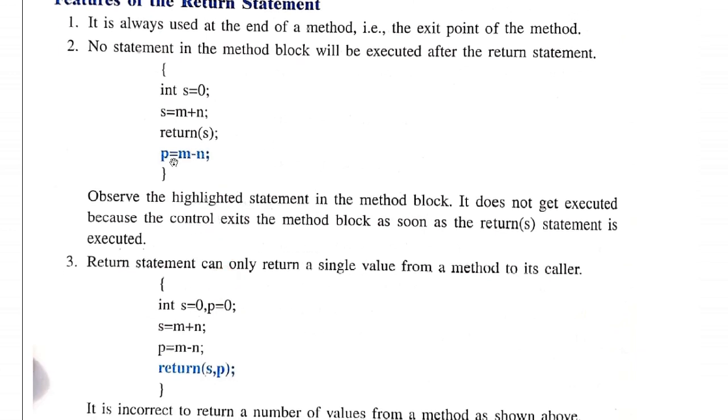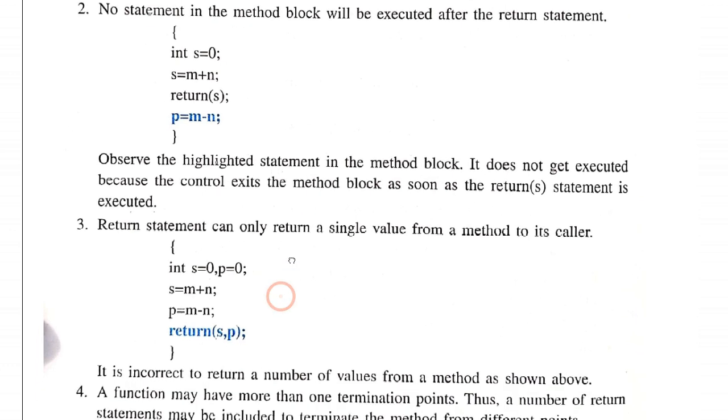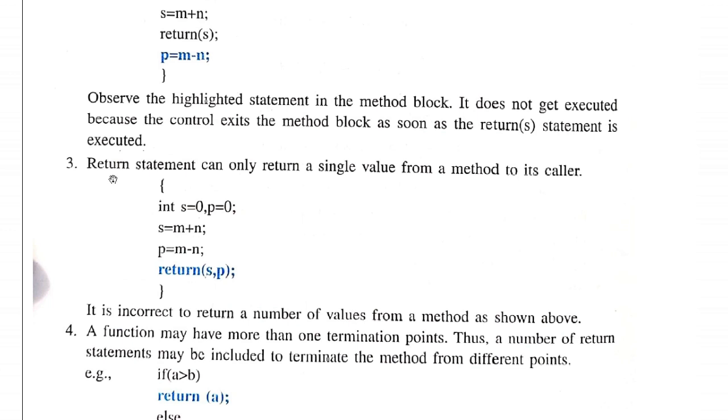Observe the highlighted statement. Here the highlighted statement is p = m - n. In the method block, it does not get executed because the control exits the method block as soon as the return statement is executed.